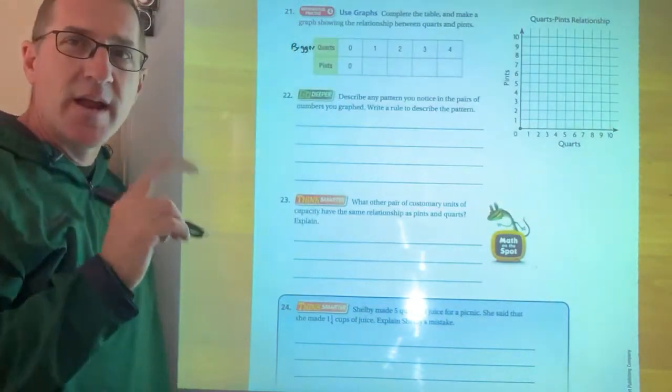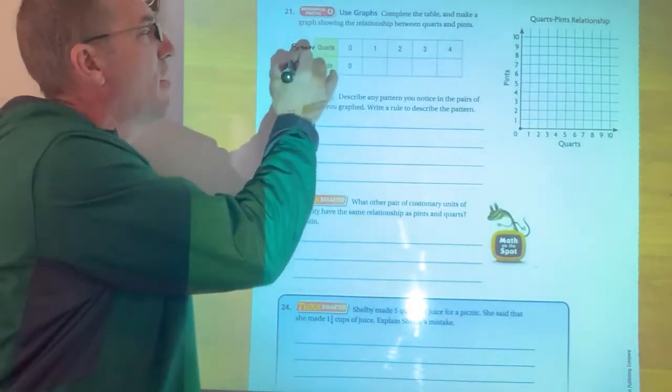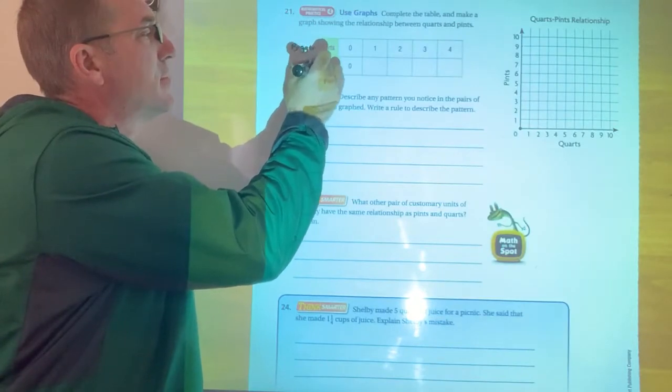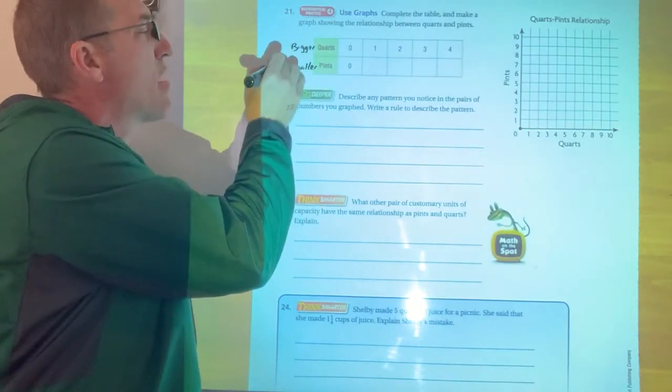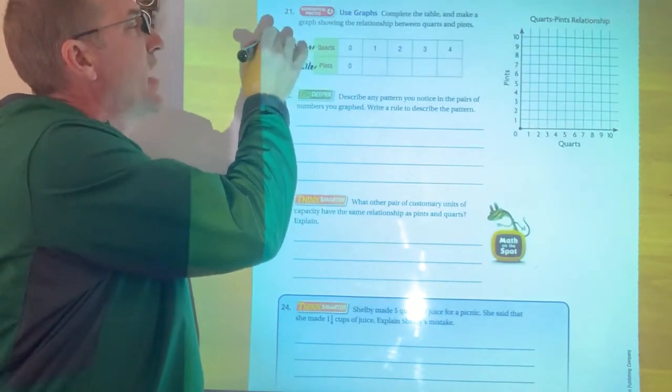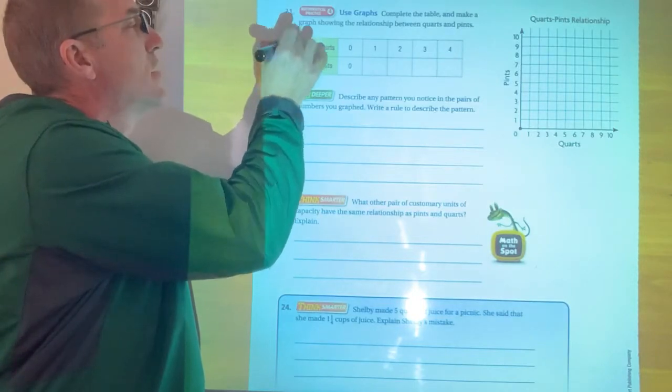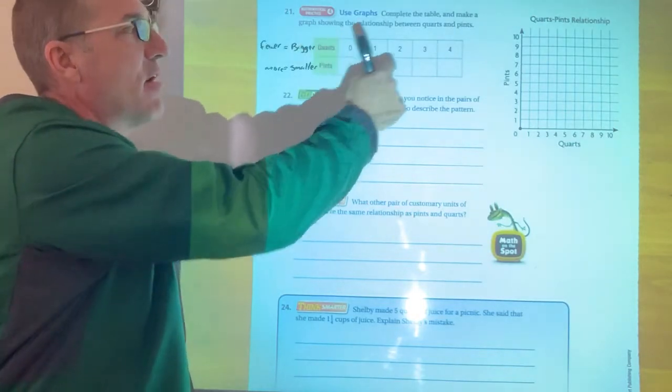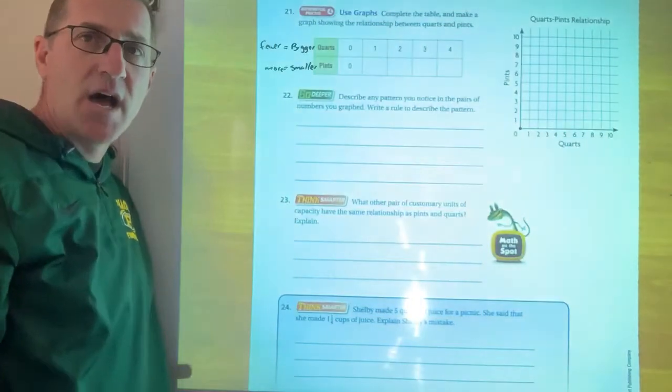Quarts are bigger because they're right next to gallons, right? And these are smaller. Smaller means I need more. Bigger means I need fewer. So these are obviously going to be larger numbers down here to match up.